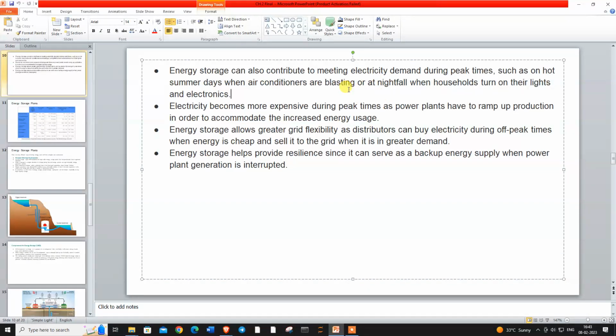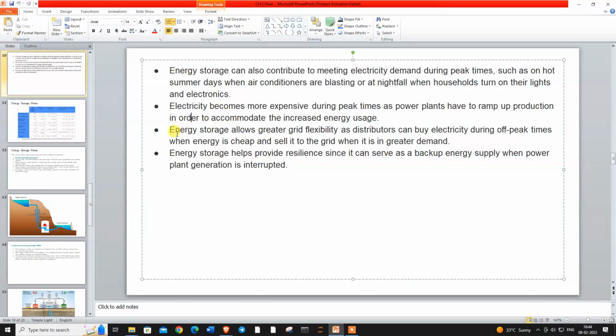Now we all know that at the time of the peak period, as the demand is increasing, the power plants supplying the peak will have to work more than on other days or other times of the day. That means electricity becomes more expensive at the time of the peak, because the power plants have to ramp up production, or increase their productivity and efficiency, in order to accommodate the increased energy use.